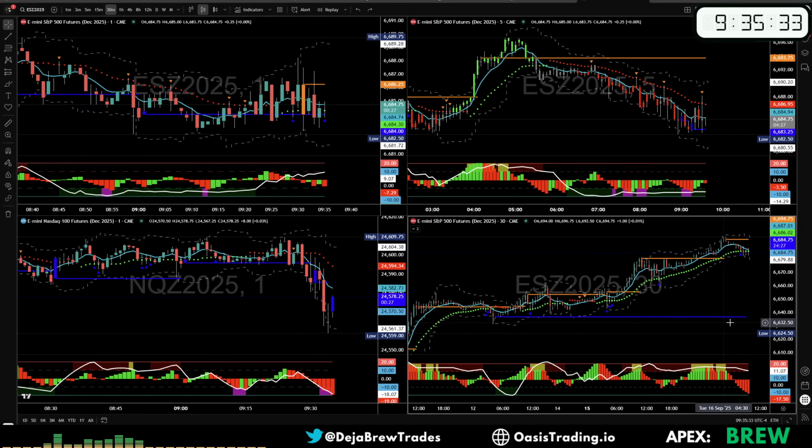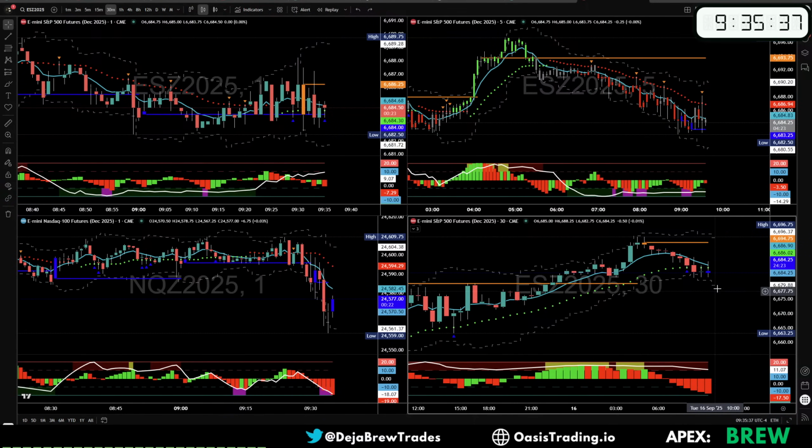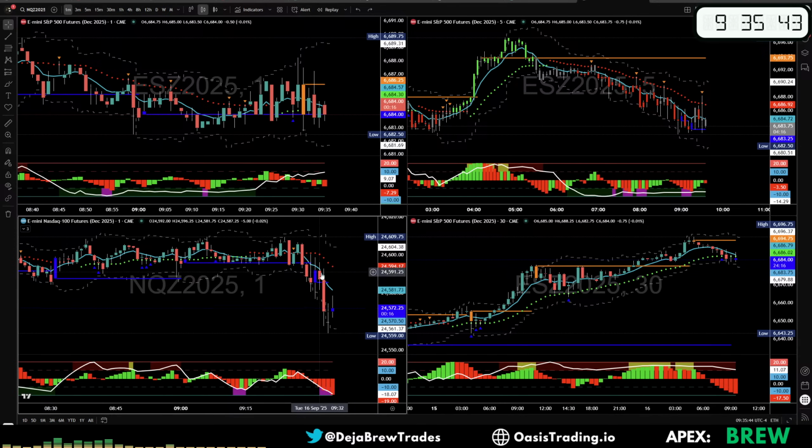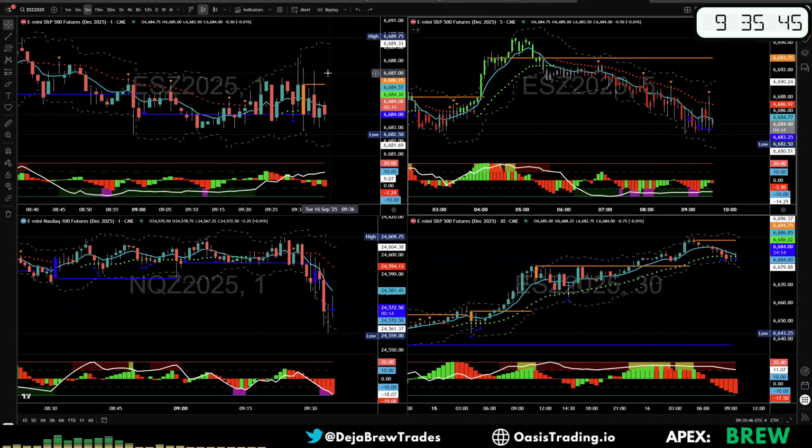We have a very long blue pivot all the way down around the 30s. Putting in a new pivot right now, trying to at least. 1-minute pivot on NASDAQ as well. Keep an eye on that.